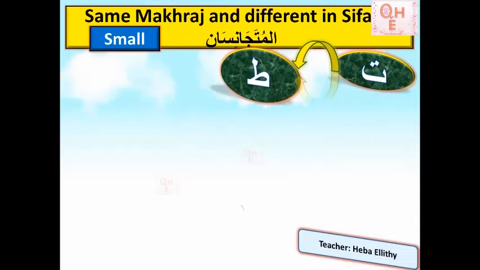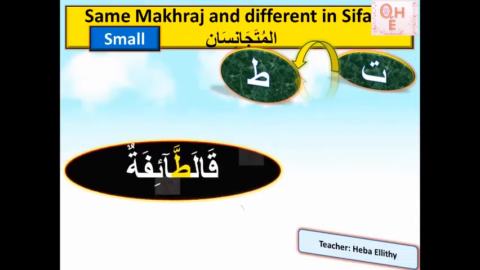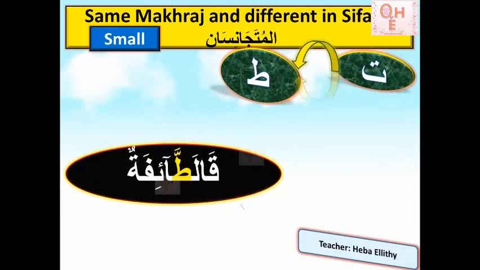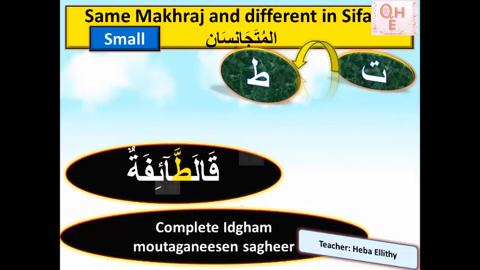How can we read it? And what's the example for it? قالت طائفة. This is how we read it, but how is it written in the Quran? Of course, the rule of it is complete idgham متجانسين صغير, but how is it written?